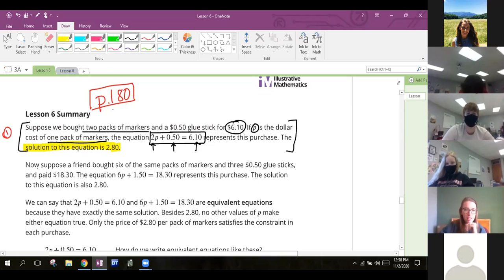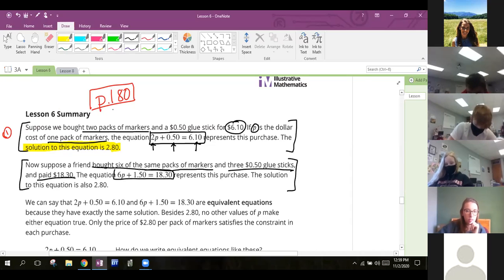All right, next, we have another situation. Now we're going to buy 6 of the same packs of markers and 3 glue sticks, and we're going to pay $18.30. And this is our equation. 6 stands for how many packs we're going to get. $1.50 is how much we'll spend on glue. And 18.30 represents the total we purchased. The solution to this equation is also 2.80. Interesting. They're equivalent.